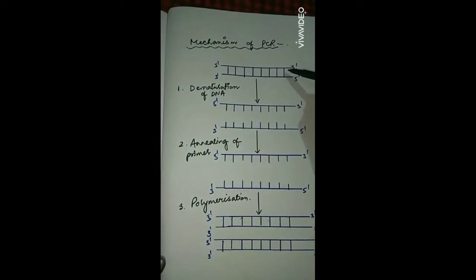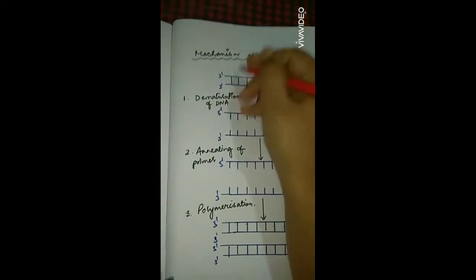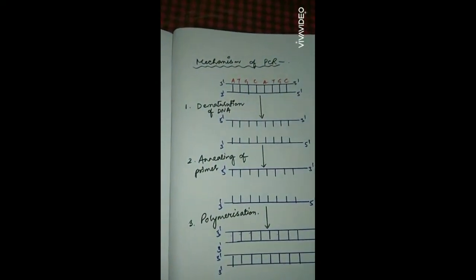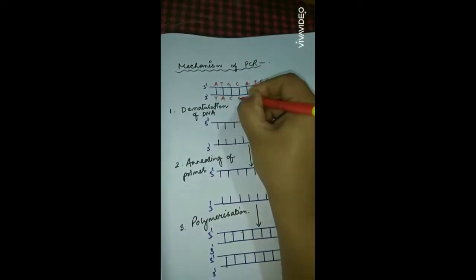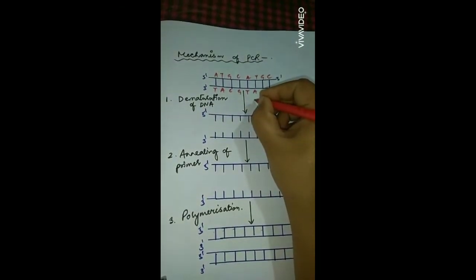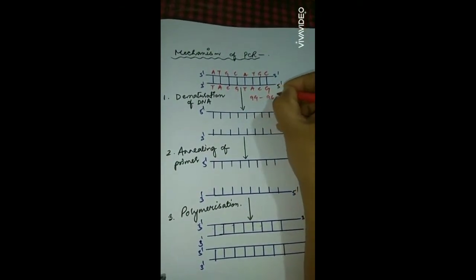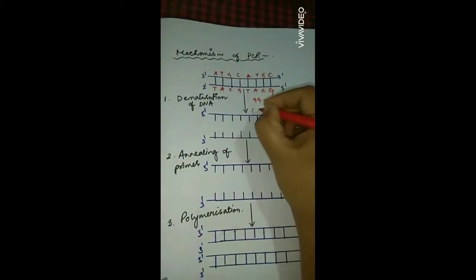So this is the DNA molecule, and let's suppose that the DNA molecule has bases ATGC, and its complementary nucleotides will be TACG. So this is the DNA molecule here, and now this DNA molecule will be denatured by applying a temperature of 94 to 96 degrees centigrade for about 1 to 2 minutes.